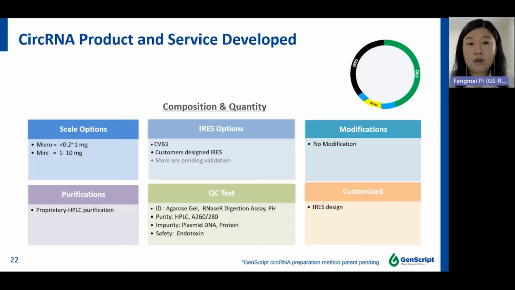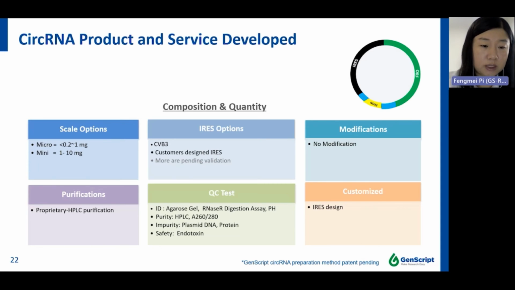The feature of the circRNA service here will be at the scale of 0.2 mg to 10 mg per batch production. And we have the CVB3 IRES optimized in our vector for you to use, so you can directly send us your ORF and plug it in to make the circRNA. Modification-wise, we have found that no modification gives the best result for circRNA, since we need to rely on the natural function of the IRES and the exon intron for the self-circularization reaction.